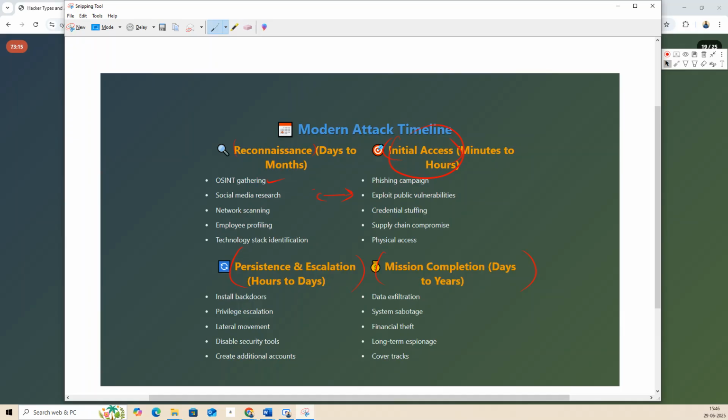Monitor for reconnaissance activities: unusual scans, social engineering attempts, suspicious research of your organization. Implement strong controls at the initial access phases. This is your best checkpoint, and assume that if attackers get past initial access, they'll quickly establish persistence, so your detection capabilities need to be sophisticated and comprehensive. Now that you understand how attacks unfold, let's talk about how to detect them.